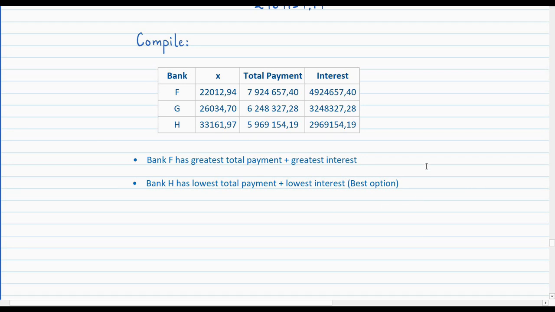However, a certain restriction was mentioned in the question, which is that the couple has a budget restriction between 20 and 30,000 rands. Therefore, Bank H isn't feasible since the monthly payment is more than 30,000.